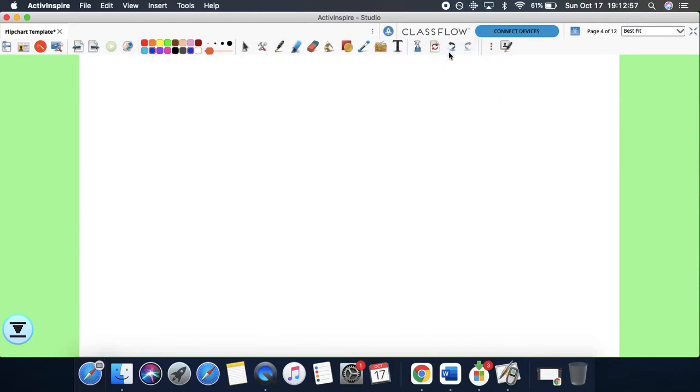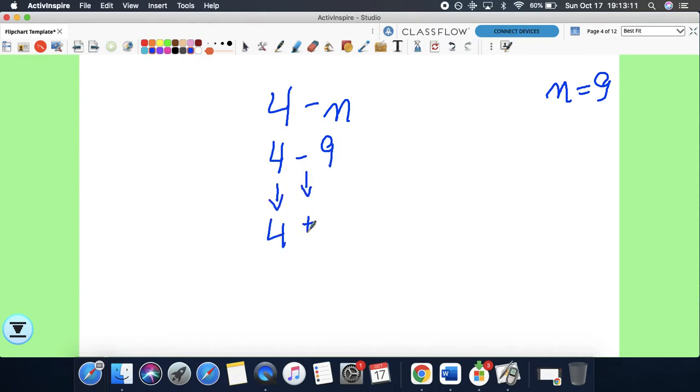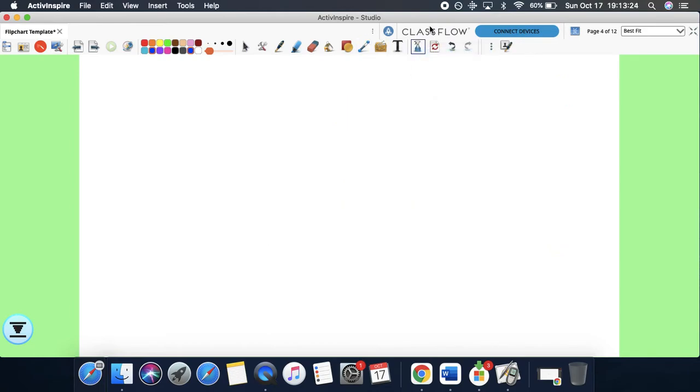Alright, so again, this one says substitute. So 4 minus n, and they tell you n equals 9, so we're going to change. So 4 minus 9. 4 plus, and then opposite of 9 is negative 9. Who has a bigger absolute value? Negative 9, so the answer is negative. And what's 9 minus 4? It's just 5.